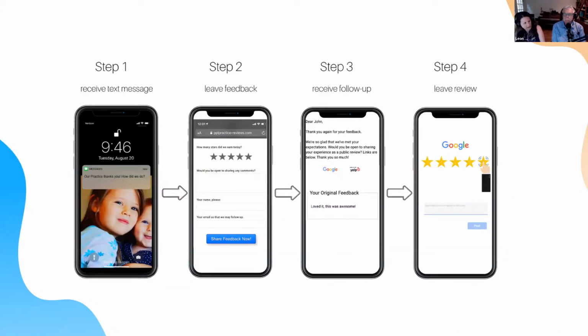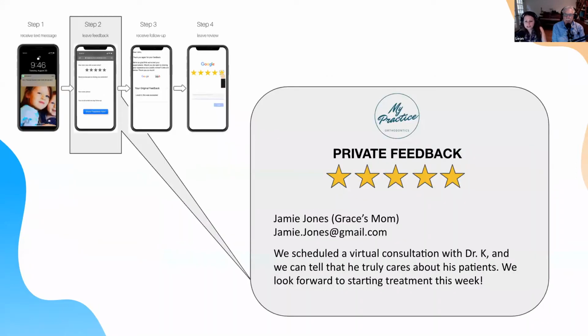In all honesty, you want to know what's happening in their minds, but it's also an opportunity to screen and identify major issues from people who are as uncomfortable with telling you directly about things that are bothering them as you are with asking for a review. So this is the simple four-step process. And you'll see here, just like an example, the private feedback that you get can be helpful in informing you about things that you can do a little bit differently.